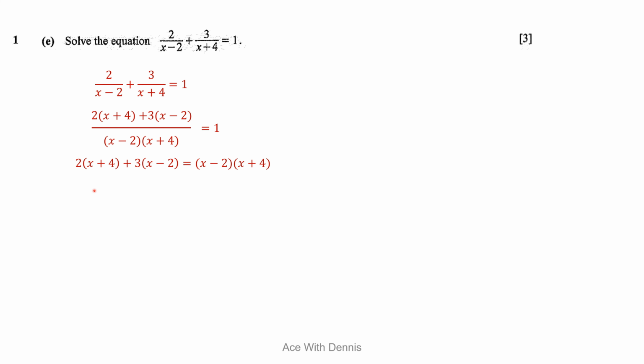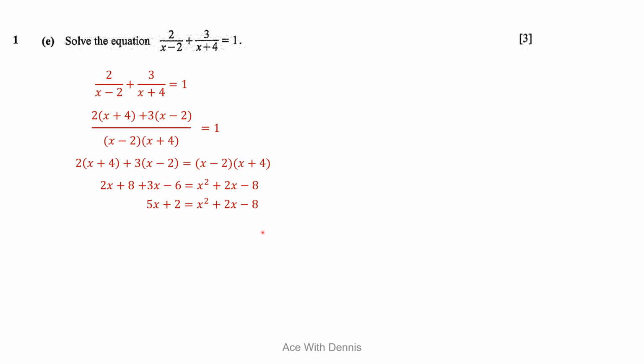The next step is to expand the brackets. The first bracket gives 2x plus 8, and the second bracket gives 3x minus 6. From here, we have two brackets on the right, and we use the rainbow method to expand them together. So x times x is x squared. Minus 2 times x is negative 2x. x times 4 is 4x. So 4x minus 2x, we get positive 2x. Then minus 2 times 4 is negative 8.